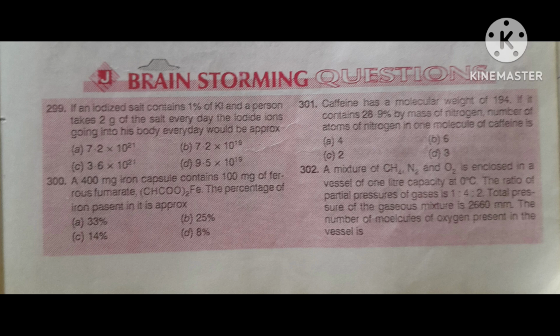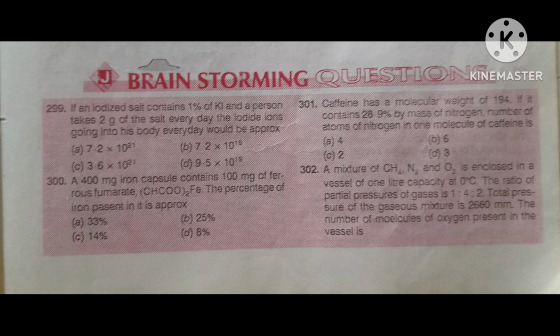Then in 194, how much will be there? In 100 milligram, 28.9 milligram nitrogen is there. Then for 1, 28.9 divided by 100. Then in 194, how much? Just multiply by 194. After solving, you will get 56 milligram or AMU or gram, whatever you want, you can tell. Okay, then 56 you got.